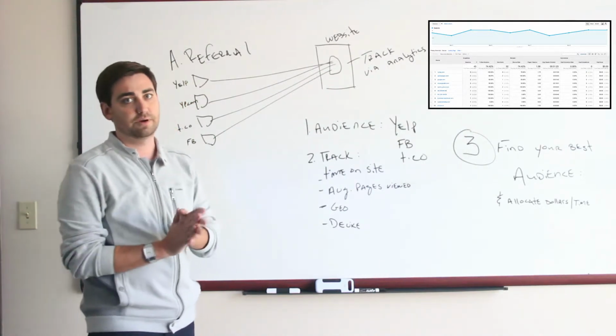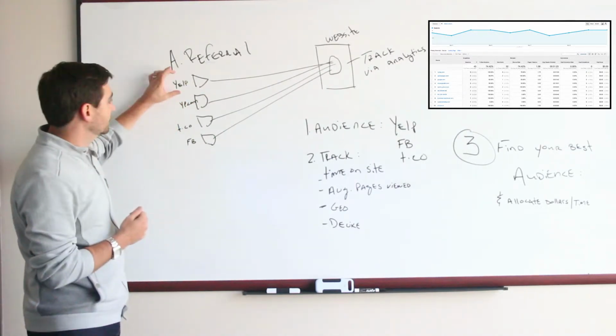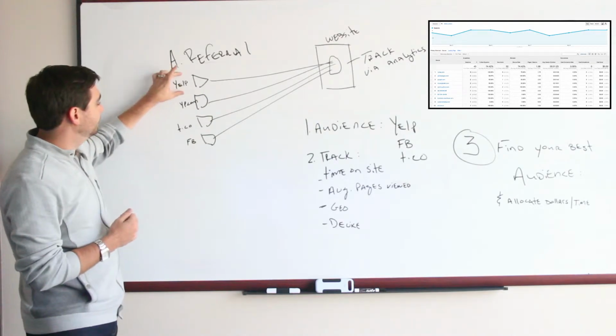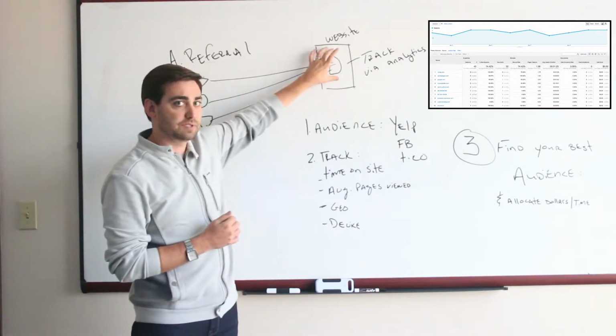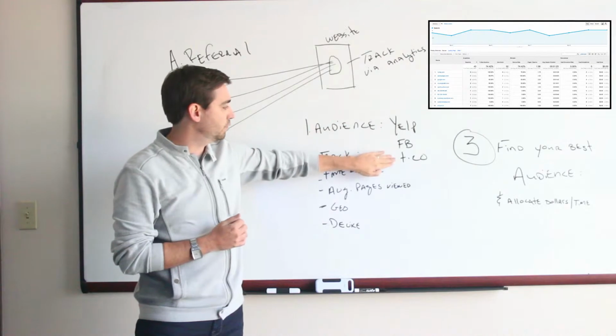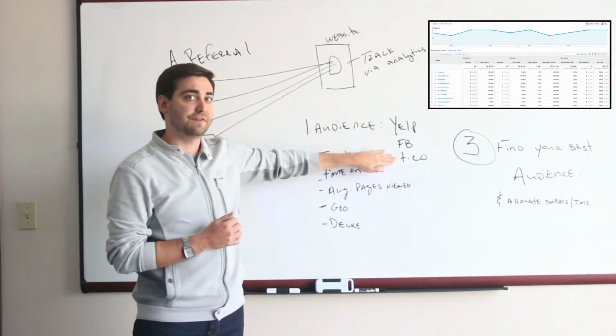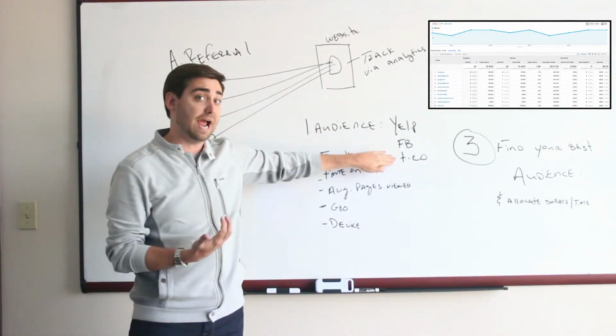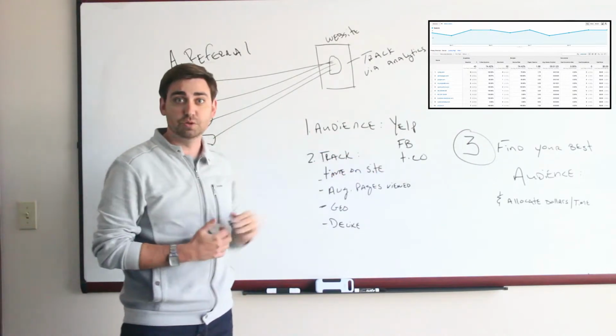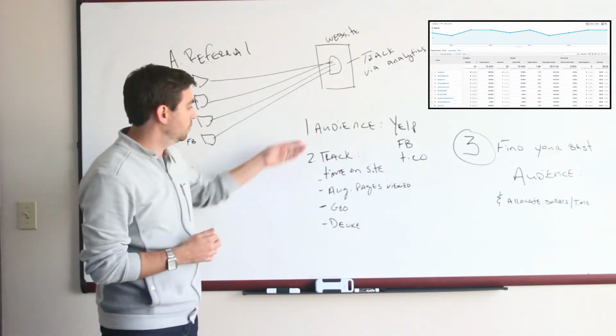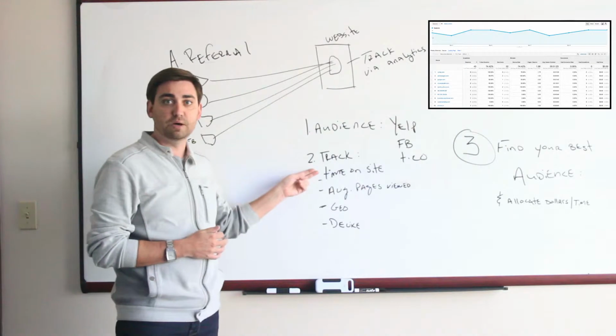So here are some practical applications. Let's look at it this way. If we have people coming into your website from Yelp, as well as Facebook and Twitter, we can find out via different ways of tracking what people are actually doing on your website. For example, we can look at how long they are spending on the site.